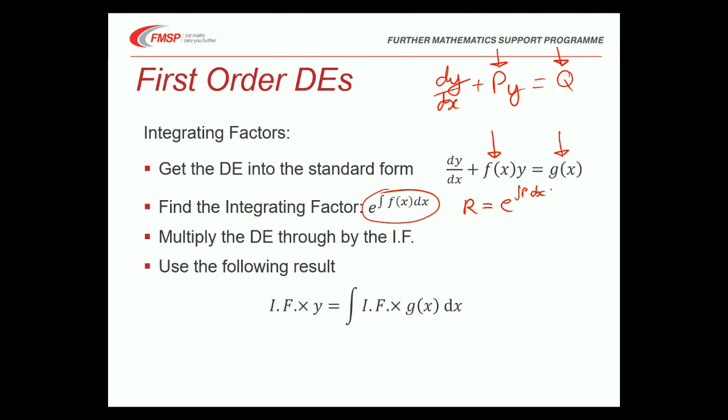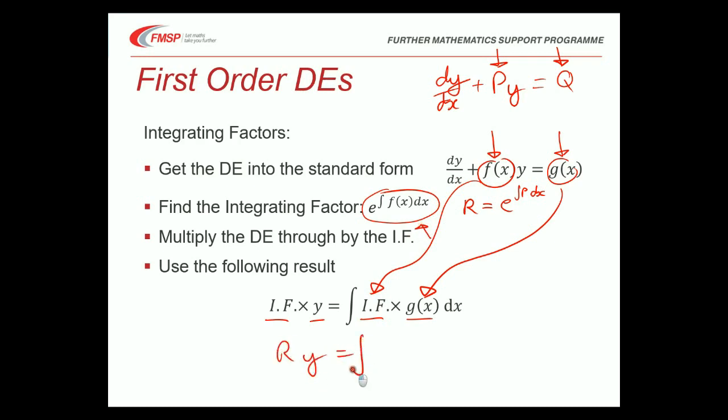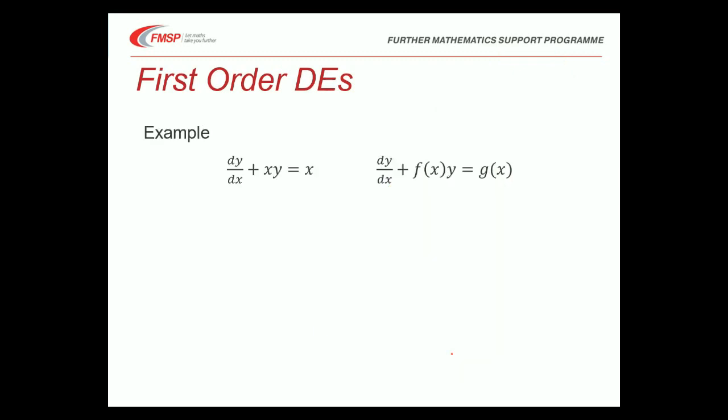But once you have done that, you can claim straight away, if you want to, that the integrating factor times y is the same as the integral of the integrating factor times g. And notice this g comes in here, and the f comes into play because it's part of the integrating factor. You may have seen this written as r times y equals integral of r times q. And maybe that's familiar. So you can quote that, but let's look at an example to see why this works.